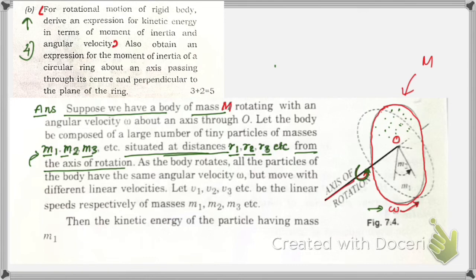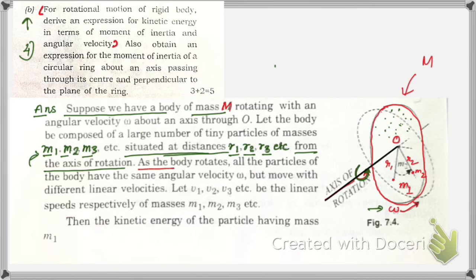This is the axis of rotation through O, right? So now you see, we have considered that this body consists of very small tiny particles. Suppose this is one particle of mass m1, and this is another particle, m2. They are respectively at a distance of r1 and r2 and so on. So there are a large number of particles m1, m2, m3 at distances r1, r2, r3 from the axis of rotation. We have considered it that way, right?